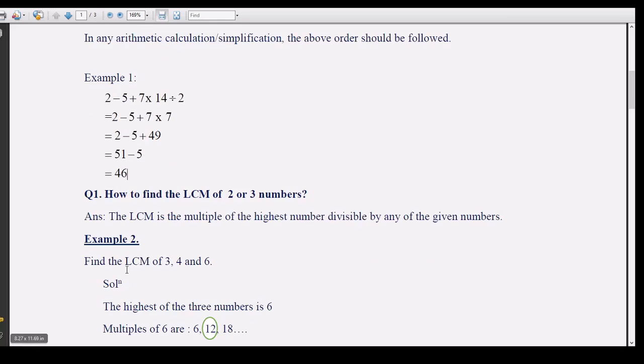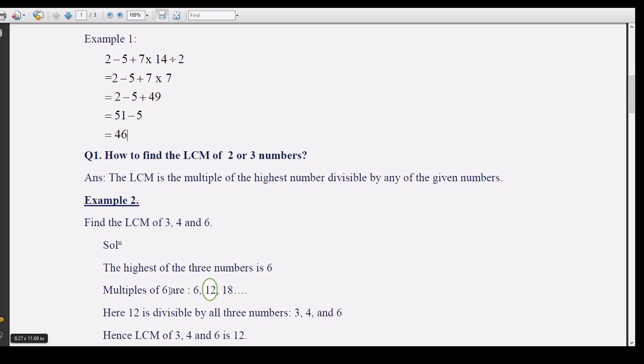Let us consider the LCM of 3, 4, and 6. Now among these 3 numbers, which is the highest number? It is 6. What you will do is find the multiples of 6. The multiples of 6 are 6 1s are 6, 6 2s are 12, 6 3s are 18, and so on.